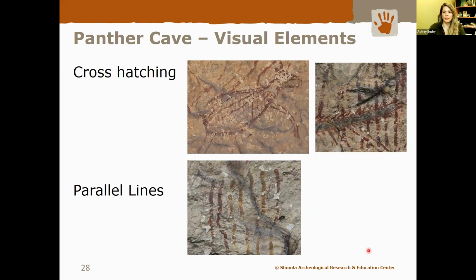Another element of line used in this panel is parallel lines, and they're used to render hair or paraphernalia, and they're generally used in negative space around figures. The consistent spacing of lines within the composition would have required a small painting tool and a lot of care from the artist to ensure consistent spacing and thickness of line.